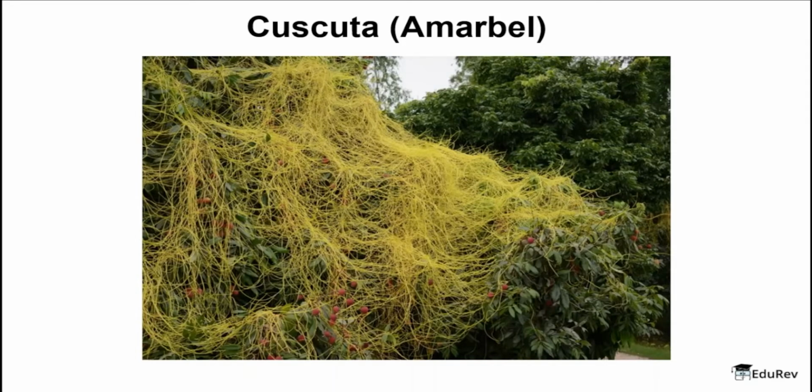It takes the ready-made food from these trees, and because it is depriving these trees of its nutrition, it is called a parasite, and the tree which it climbs on is called a host. So this is an example of a heterotrophic mode of nutrition by a plant which is cuscuta, where it depends on the other plant for its food requirements.